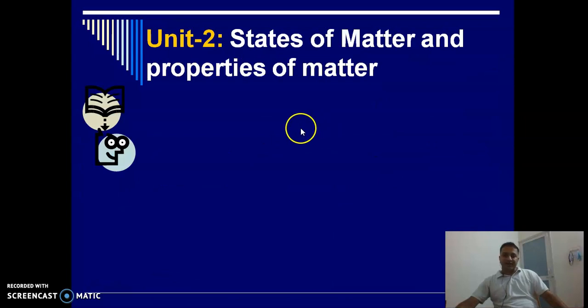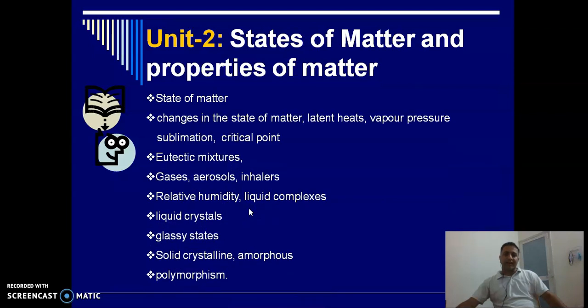Now, next is Unit 2, that is states of matter and properties of matter. You people already studied these states of matter, which include state of matter, change in the state of matter, latent heat, vapor pressure, sublimation, critical point. These are the small topics included in states of matter.